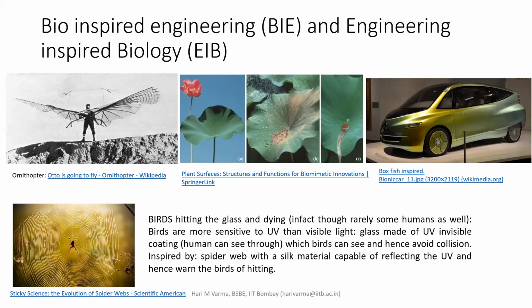Another way is what they have observed in the spider net. This spider net has a UV coating in the net. So what happens is, for human beings, UV is not visible. Our eyes are tuned for the visible spectrum. Whereas for birds, they are sensitive to UV light. So birds can actually see this net. So they won't go and hit the web.